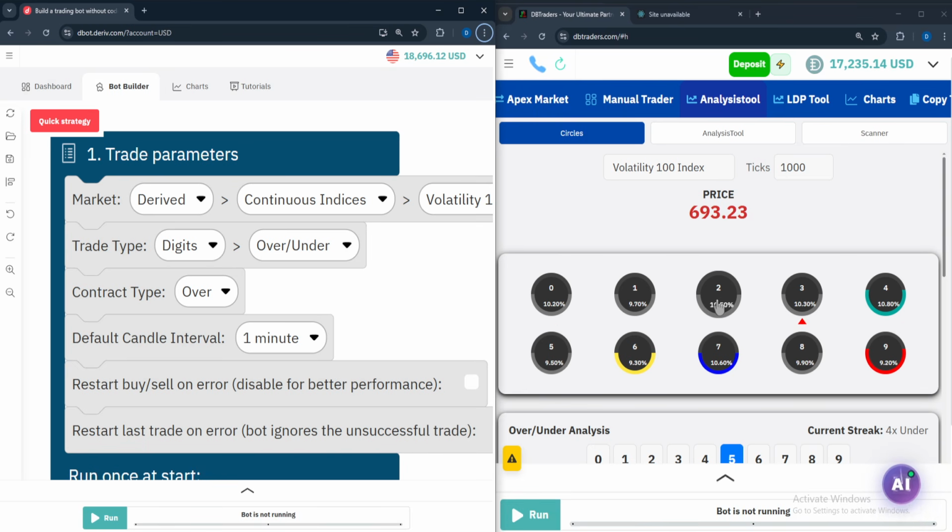Now, under 5 is one of the riskiest markets in Deriv, okay? It is very risky, okay? As I told you guys, when you're trading under, the lower you go, the more risky it becomes. When you're trading over, the higher you go, the riskier it becomes, okay?